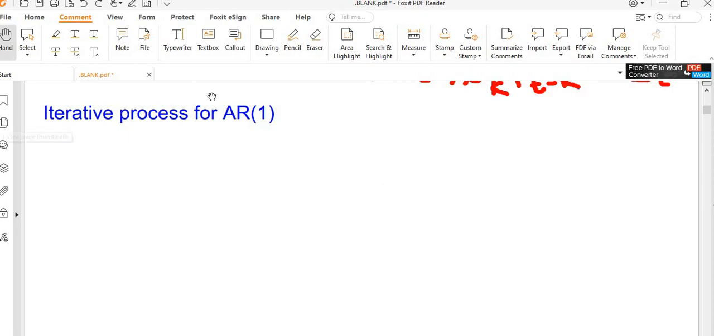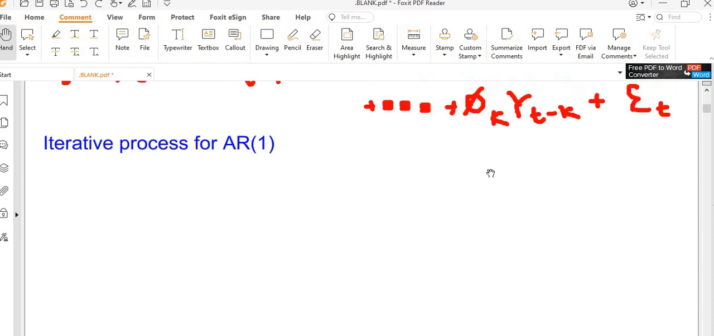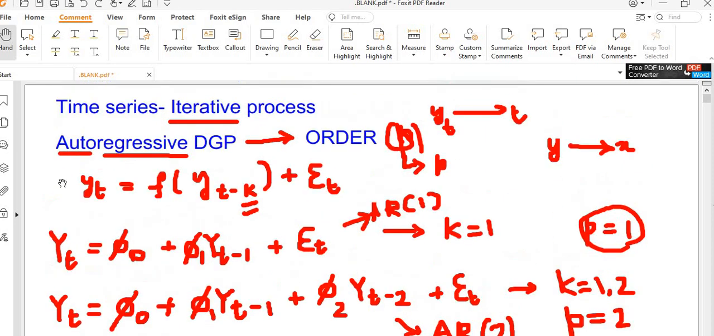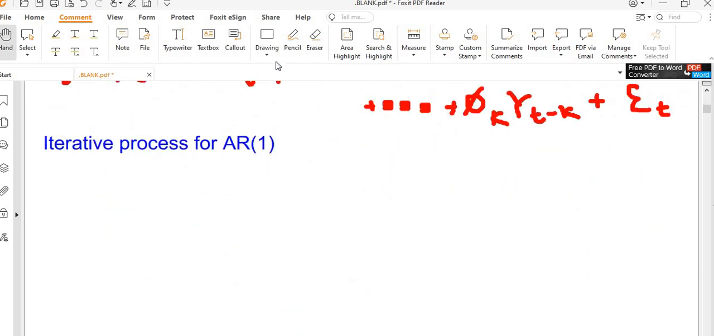In today's video, we are going to be discussing how we can apply the iterative process for AR1 series. Now in my previous video, I had discussed a very brief and intuitive explanation of what actually is an AR or auto-regressive DGP and what we mean by the order P of that particular auto-regressive function. So the generalized notation is AR(p), and in today's video we are going to be learning how we can apply the iterative process for p equal to 1, so an AR1 series.